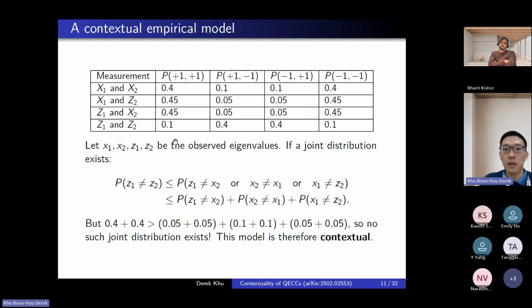And it turns out that the answer is no, because if we look at this table, if there is a joint distribution, the probability that these two eigenvalues are different is 0.8. But in order for these two eigenvalues to be different, either Z1 has to be distinct from X2, or X2 has to be distinct from X1, or X1 has to be distinct from Z2, right? Because if all of them are the same, then these two would have to be the same. But this probability is bounded above by the sum of all the probabilities. And if you look at the table, these are the probabilities that they are different. So if we sum these things up, you should get only 0.4. So there is no such joint distribution that gives rise to this. So this model is contextual. Questions?